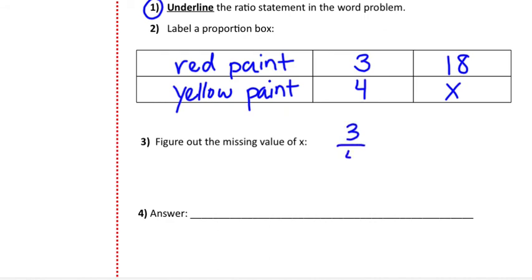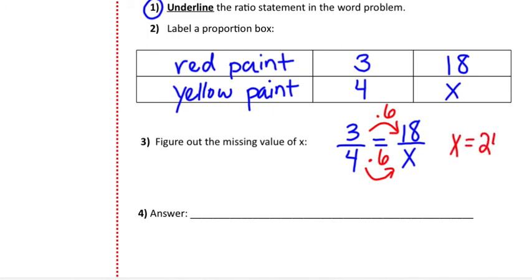So we're going to put 3 over 4 equals 18 over x. Again, you can probably see that 3 times what is 18, and these are equivalent, so it has to be the same number. 3 times 6 is 18. So now down in the denominator, you have to do 4 times 6. Well, 4 times 6 is 24.